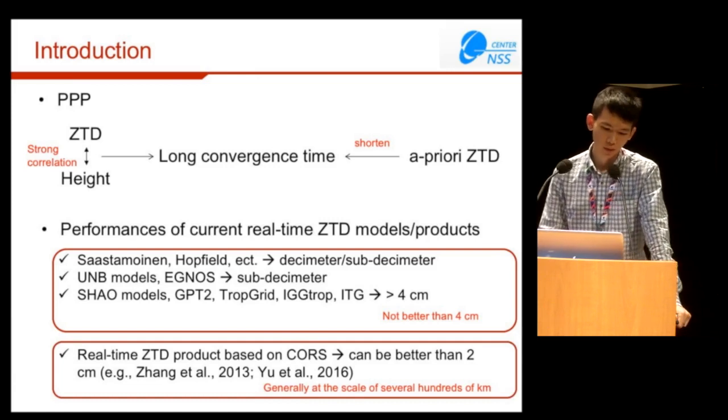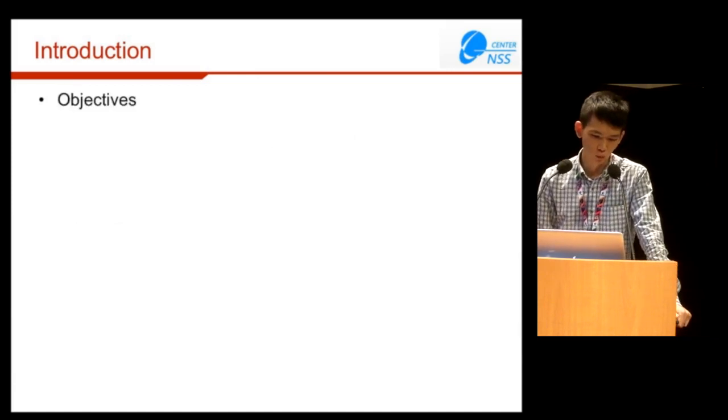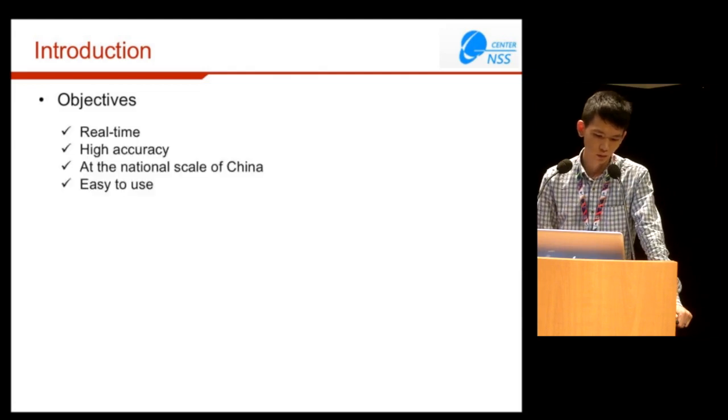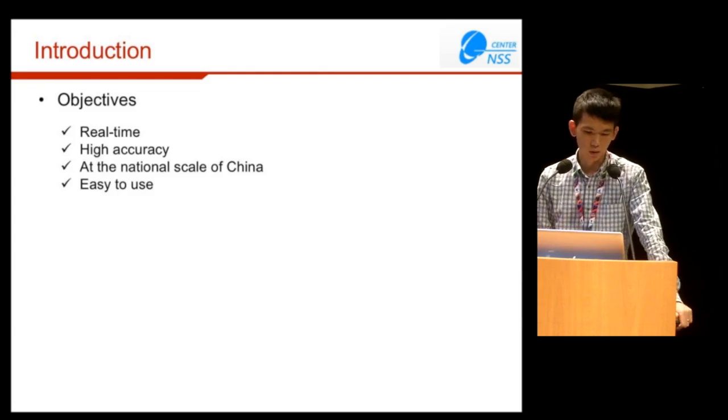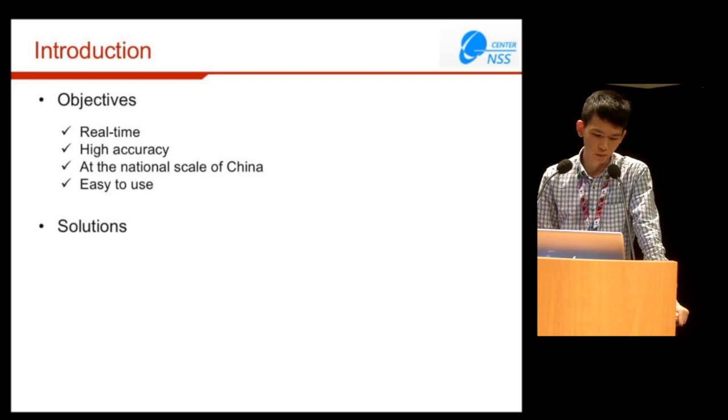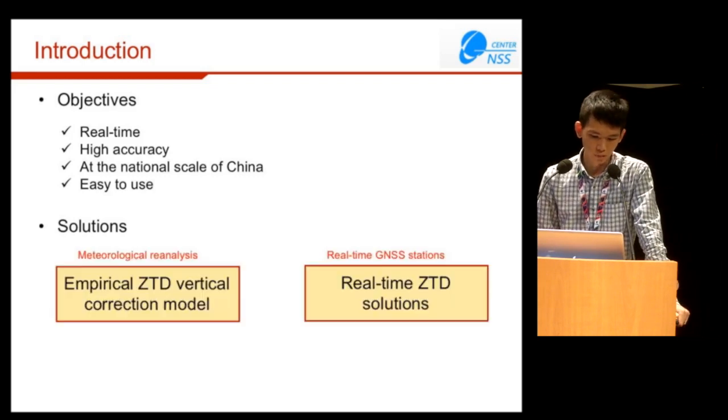So in our study, our objective is to develop a ZTD grid product in real time with high accuracy at the national scale of China and easy to use. Our solution is to combine an empirical ZTD vertical correction model based on reanalysis and the real-time ZTD solutions from real-time GNSS stations.